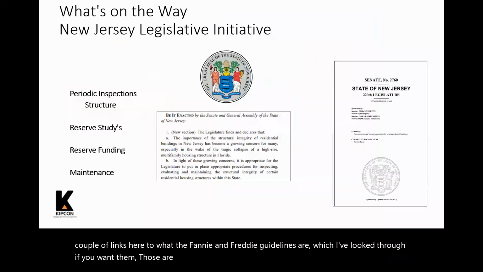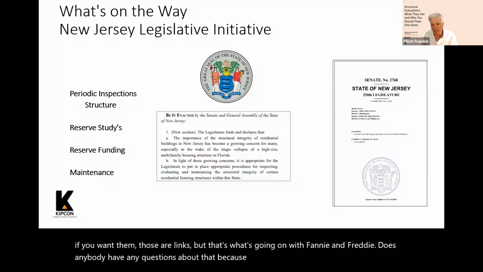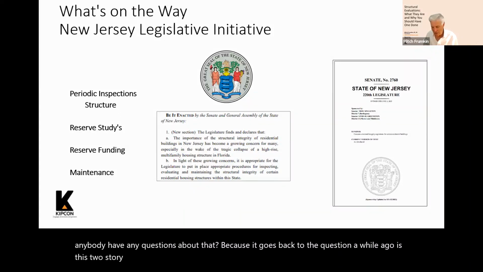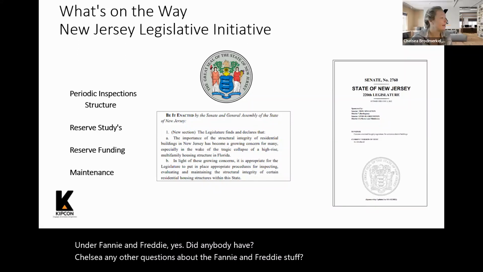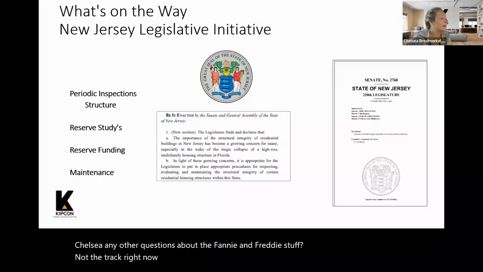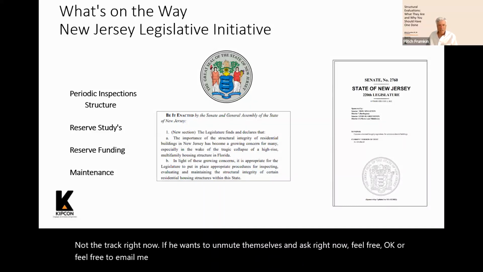But that's what's going on with Fannie and Freddie. Does anybody have any questions about that? Because it goes back to the question a while ago, is this two-story building covered? And the answer is under Fannie and Freddie, yes. Did anybody have, Chelsea, any other questions about the Fannie and Freddie stuff? Not in the chat right now. If anybody wants to unmute themselves and ask right now, feel free. Okay, or feel free to email me after, and maybe I'll give another webinar on Fannie and Freddie next week after I get some of the questions I'm talking about answered tomorrow.